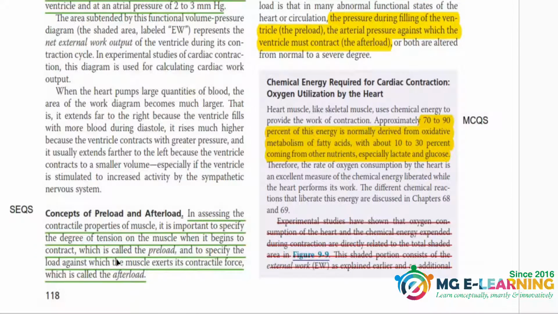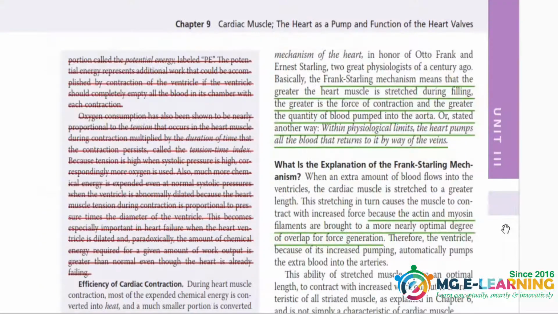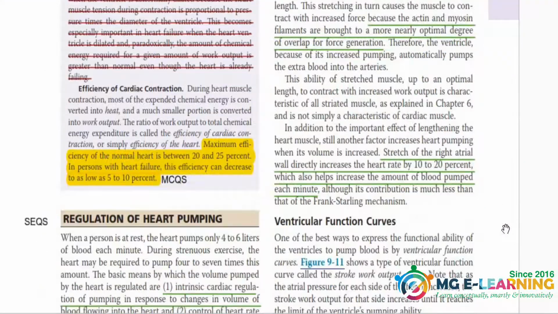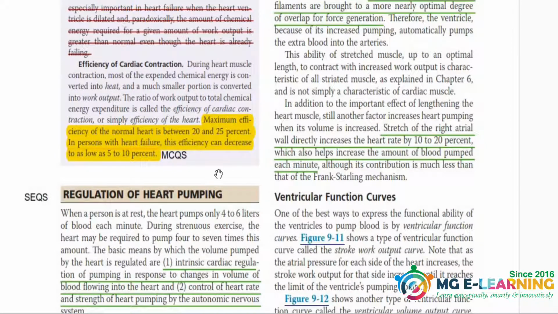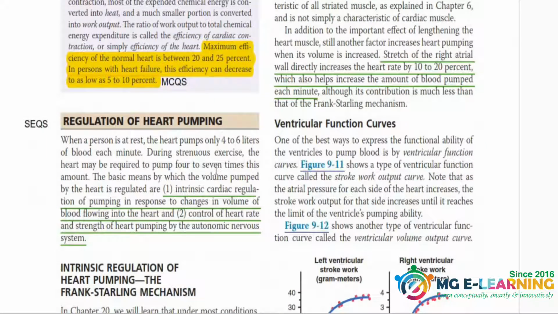Next is the preload and afterload. It is very important from the LAQ point of view. And the chemical energy utilization of heart is important from the MCQ point of view. And again, this blue box you can drop. You have to know about the efficiency of cardiac cycle. And the next MCQ is the regulation of heart pumping.